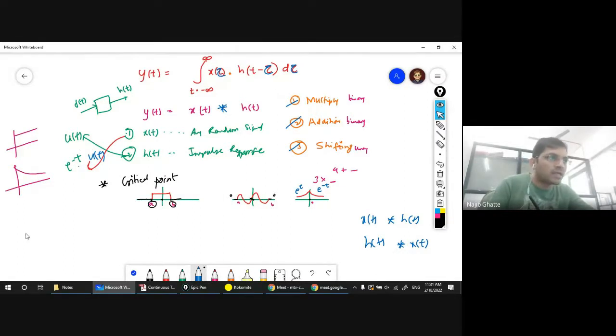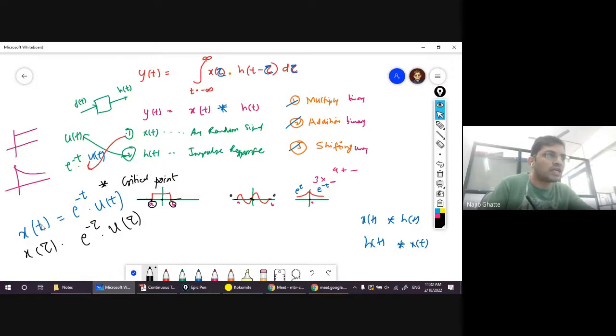So what I'll be doing here, my x of t which was initially equal to e raised to minus t dot u of t, I will now write by change of variable as x of tau equal to e raised to minus tau dot u of tau. Understood sir, I have simply done change of variable, wherever t, there tau. Similarly, h of t which is equal to u of t, by using change of variable I will be writing as h of tau equal to u of tau. Okay, understood sir?